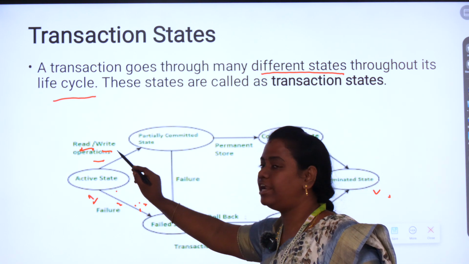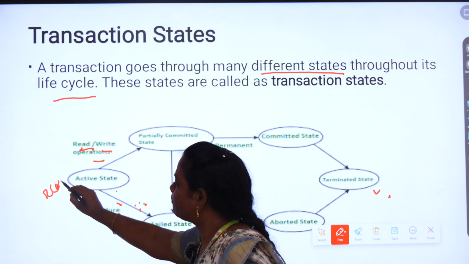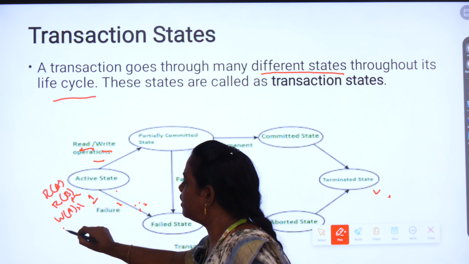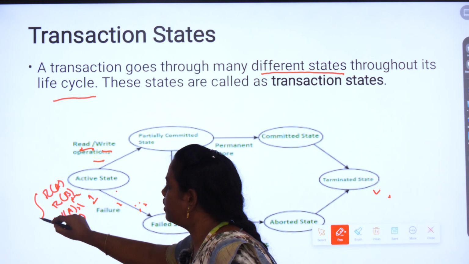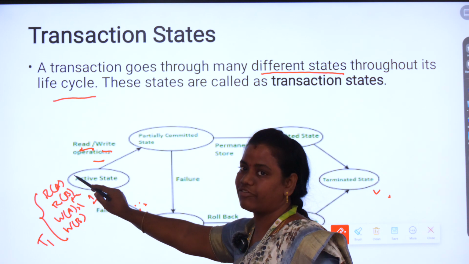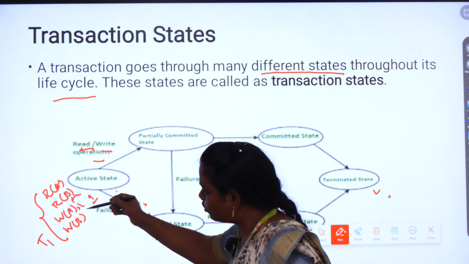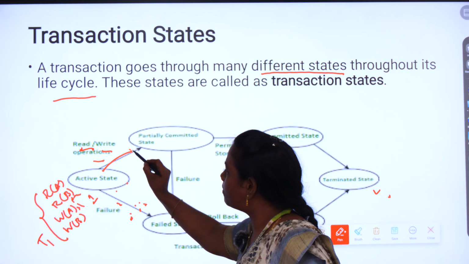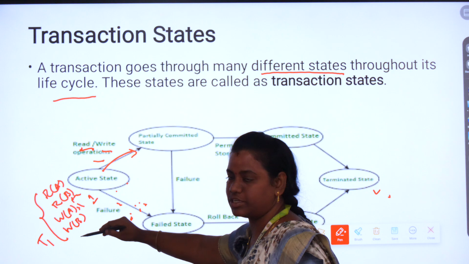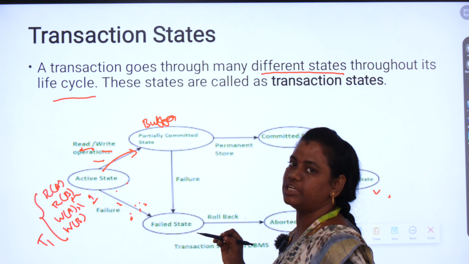Consider the transaction: read of A, read of B, write of A and write of B. This is one transaction. First it will execute R of A, your first instruction, in the active state. After completing all 4 instructions, it goes to the partially committed state. In the partially committed state, it executes all the instructions and the data are stored in the buffer.